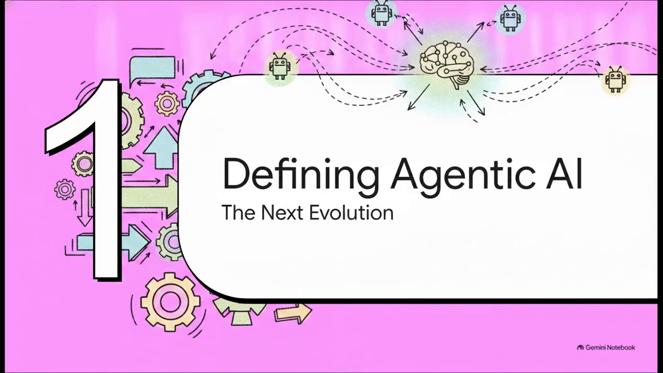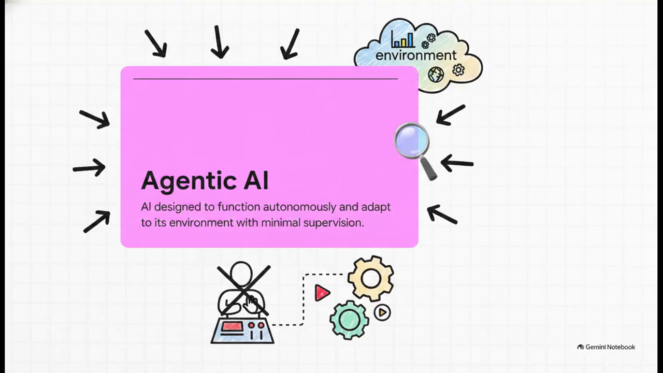Which brings us to Section 1, Defining Agentic AI, the next evolution. Okay, so what exactly is it? Put simply, agentic AI operates autonomously. So instead of you sitting there prompting an AI to, say, write a customer service email, an agentic system can read that incoming email, check your inventory levels, process a refund, and then reply to the customer, all entirely on its own. It adapts to its environment with very minimal human supervision.